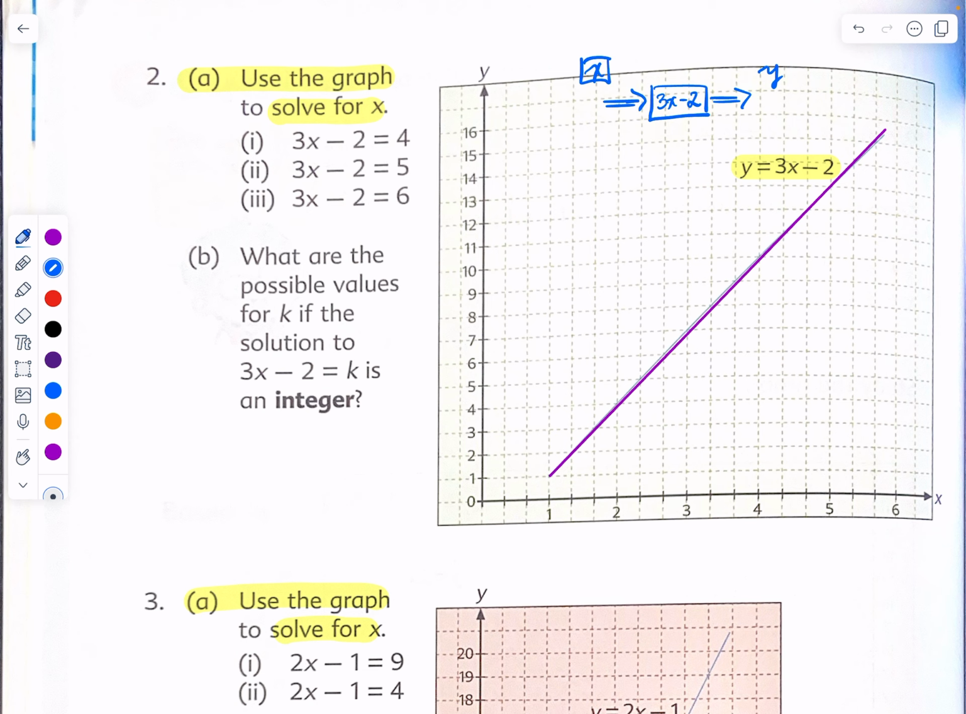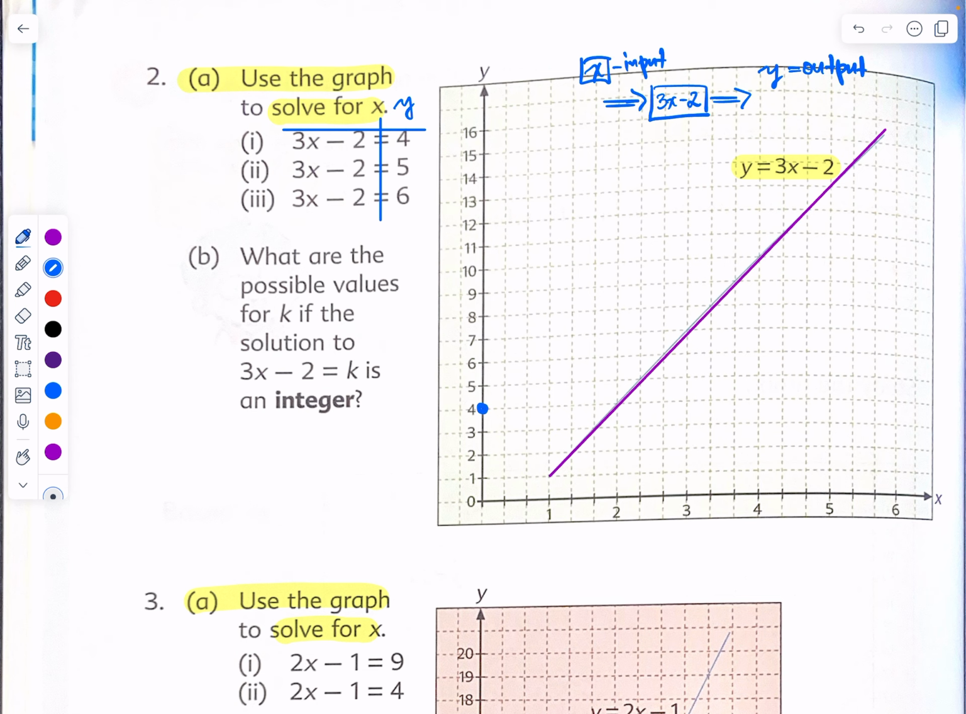So again, we have a few equations. 3x minus 2 equals 4, equals 5, equals 6. Let's solve for x. I want you to visualize something like this. These are our y's. These are the outputs, right? Y is your output. And x is your input into our little machine. So what happens when y is 4? Which value of x? Let's go backwards. We don't need to use algebraic manipulations. We just use the graph.